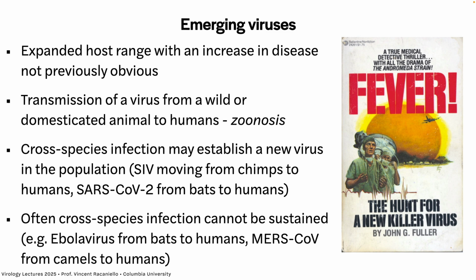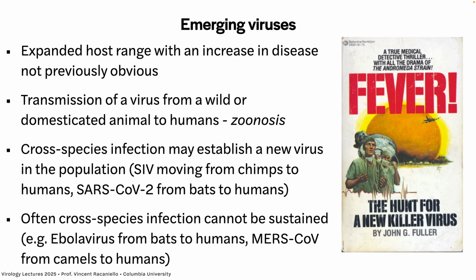So some other definitions for emerging viruses. As I mentioned before, it could be an existing virus that does something new. And another way to put that is the virus has an expanded host range with an increase in disease that we didn't see before. So that disease did exist. Now, a word that you need to remember is zoonosis. Zoo means animal, right? A zoo. And a zoonosis is the transmission of a virus from a wild or domesticated animal to humans. Could be wild animals or could be your pet.